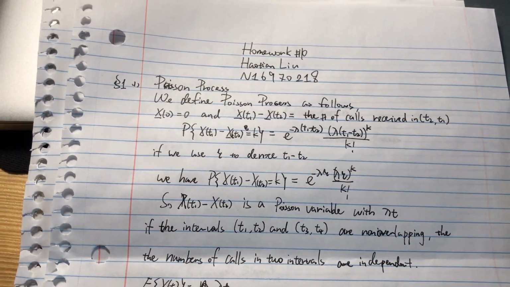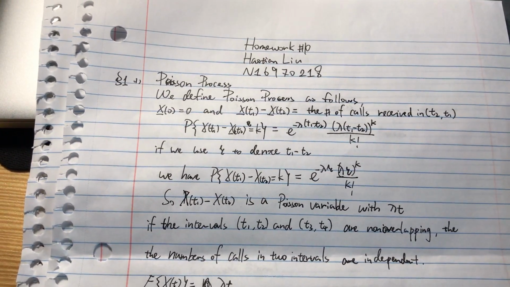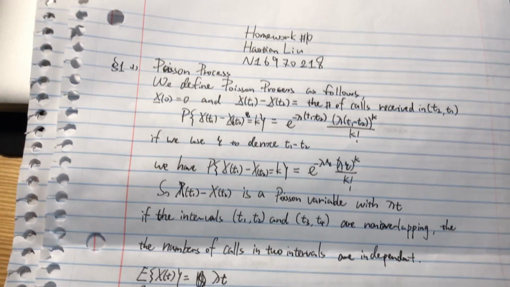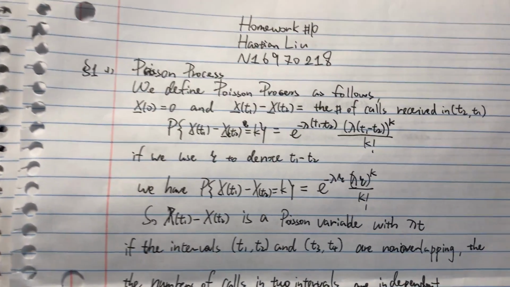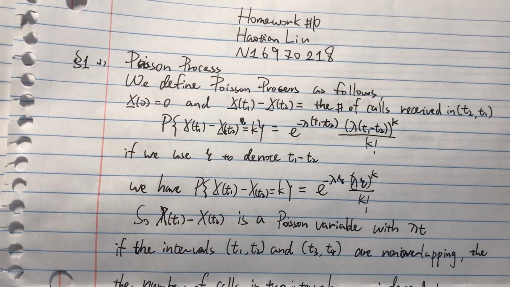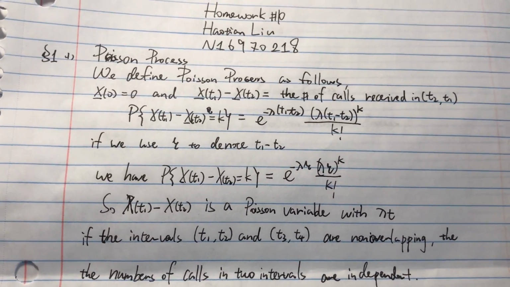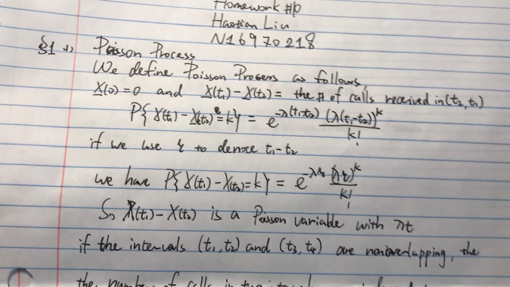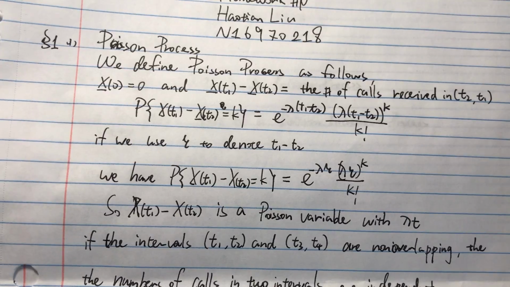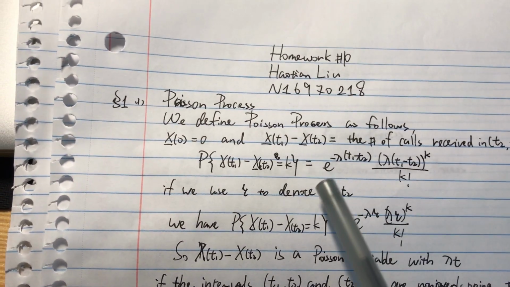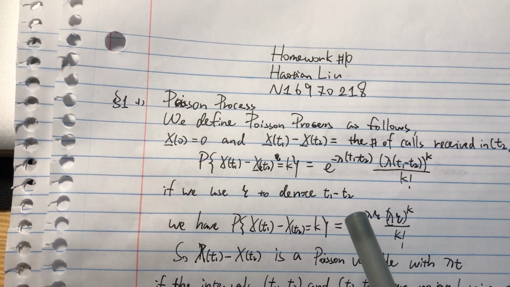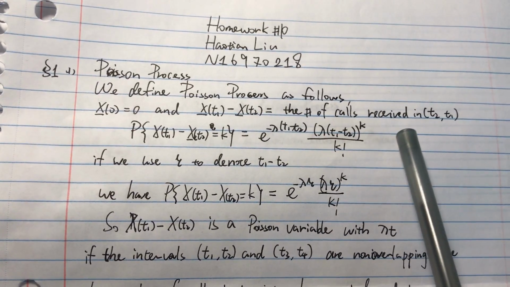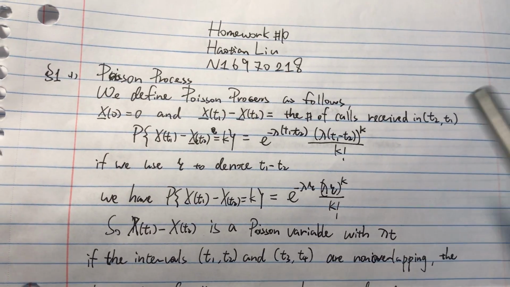In the first question, we need to know the Poisson process. This process is actually one of the most basic processes we need to know. For the Poisson process, we need to know that X at t equals 0 is 0, and if we use X(t) as the number, we use X(t1) minus X(t2) as the number of calls received in the interval between t2 and t1.